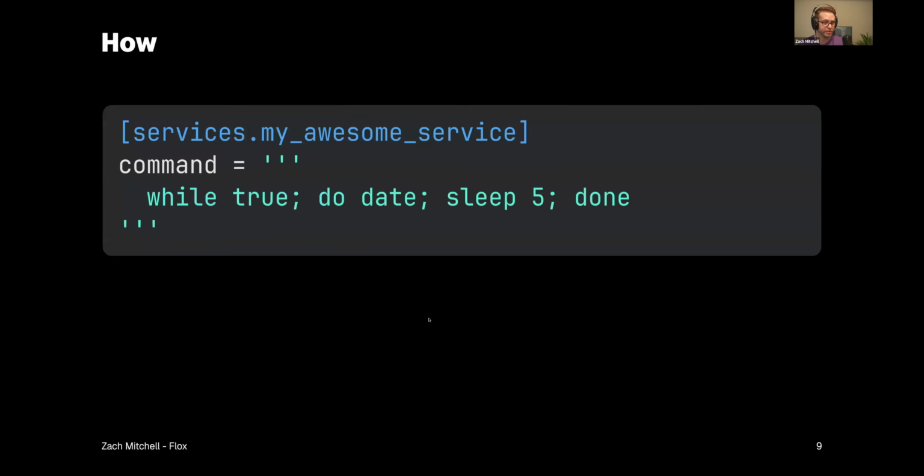Let's see. If we see a concrete example, services.myawesomeservice, and this just prints out the date every 5 seconds. So it makes the simple things easy and it makes the complex things possible.